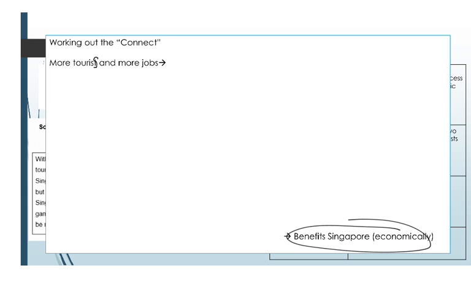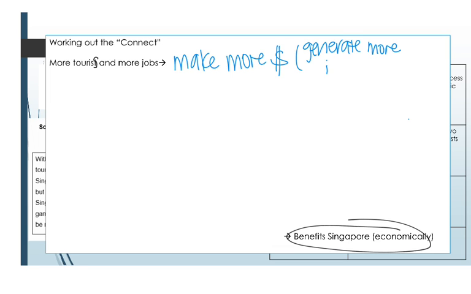Economic benefits. Okay, first step, when there are more tourists and more jobs, obviously generate more money, right? Make more money. Okay, as we go on to upper secondary, we try to appear more educated: generate more income. Okay, for who? For you and me? No, for Singapore. Plus, create jobs.